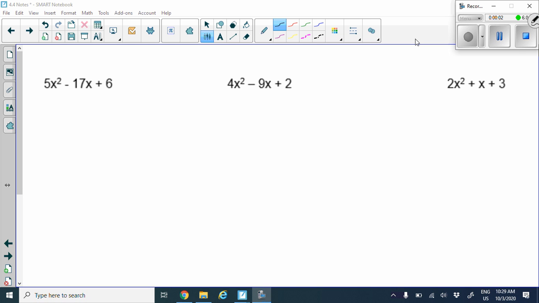Okay, so here's part 2 of our 4.4 notes. We're going to once again factor quadratics when a does not equal 1. So we're just going to continue what we've been doing, okay? So let's do this first one together.